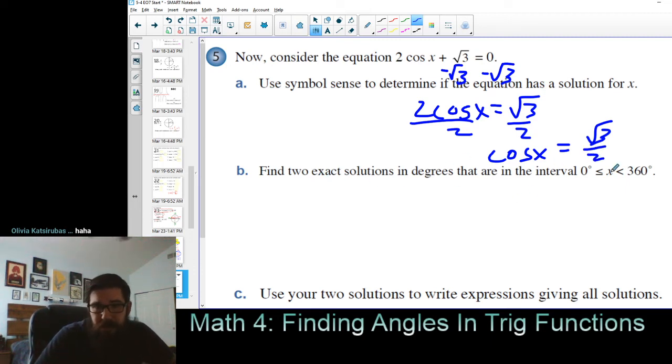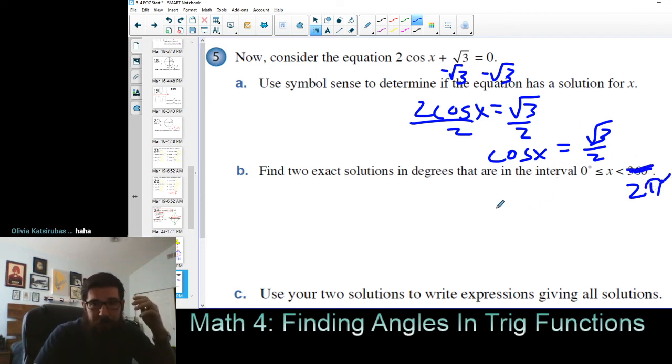Find 2 exact solutions and, oh, can this happen? Yeah, square root of 3 over 2 is like a 0.87 sort of thing. You should also hopefully recognize that as a pretty common value. We're not going to tell you between 0 and 360. We're going to say between 0 and 2 pi radians, right? The whole thing is going to be in radians, but it's the same idea.